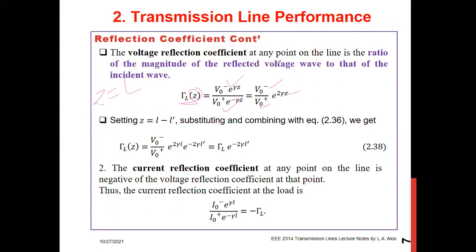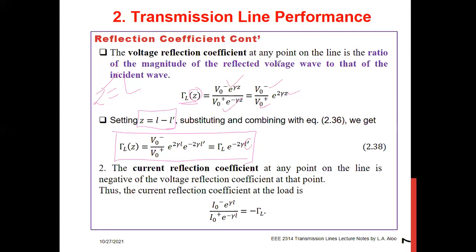That's at the start of the transmission line. Then as L increases, Z will also be increasing. At the end of the transmission line, the value of Z will be equal to L. But in between, the value of Z will be equal to L minus L prime. And so if we substitute that into equation 2.36, we will get this expression here, the one for calculating the voltage reflection coefficient for the transmission line at any given point along the transmission line.